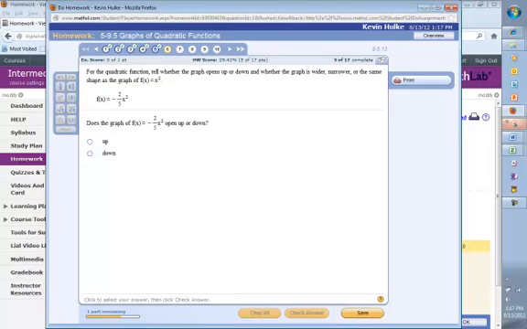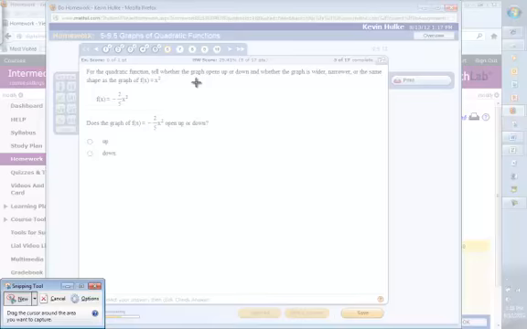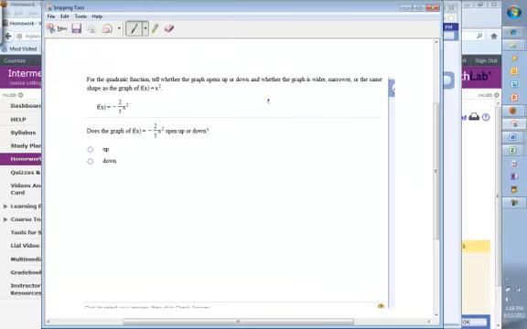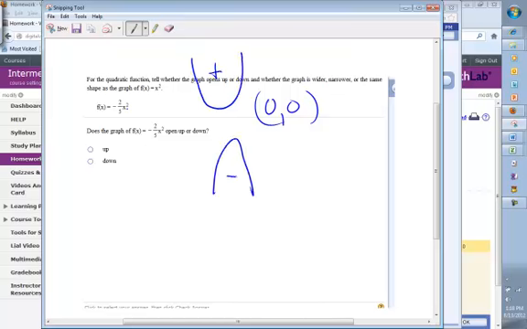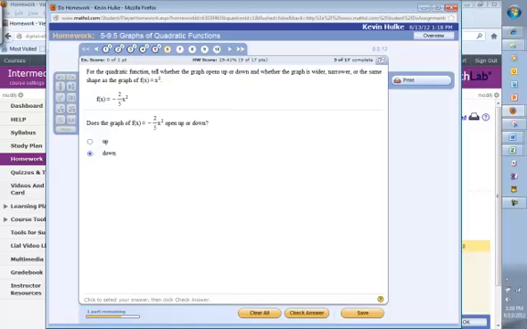Number 6. Now it asks us a different question. It's not asking for the vertex, which, by the way, for this one would be 0, 0, because there's no number connected to the x and there's no number connected to the y. A parabola usually is like this if it's positive, and it's like this if it's negative. This one is negative, so it's going to be open down.